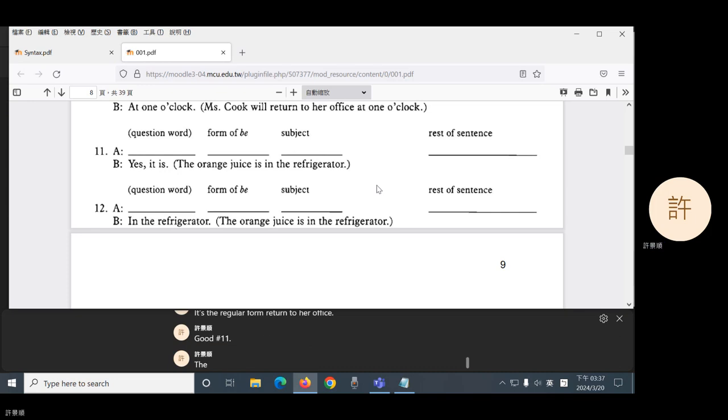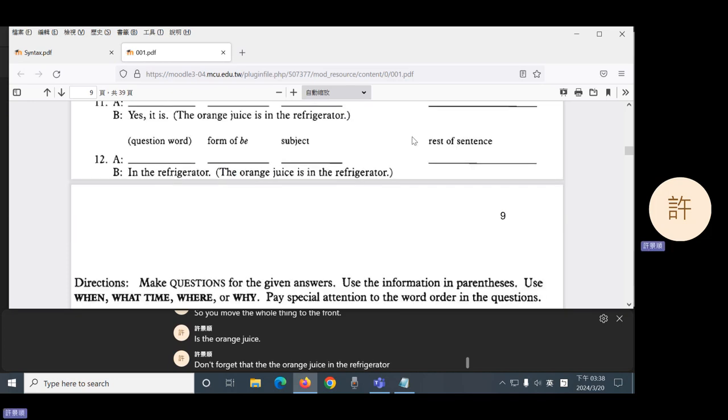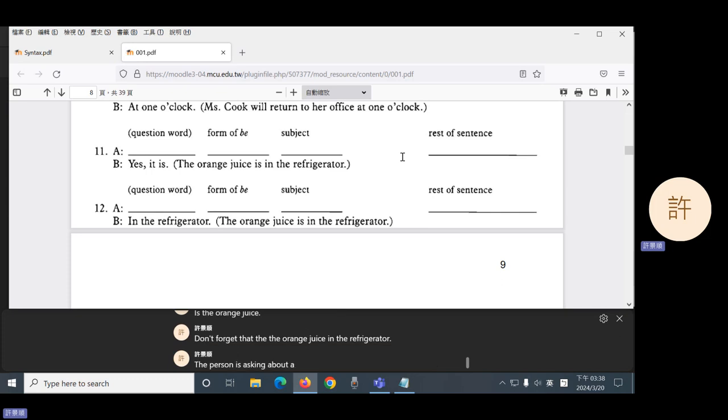Number 11. Li Yijie. Yes, what is the question for number 11? Good. Yes or no question. The question word is empty. The verb is, so you move the whole thing to the front. Is the orange juice, don't forget the orange juice in the refrigerator. The person is asking about a specific container of orange juice.